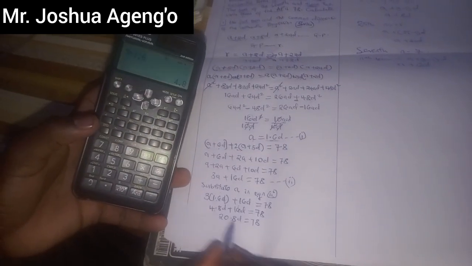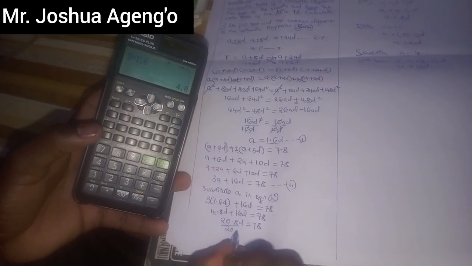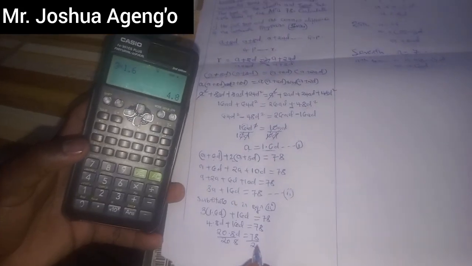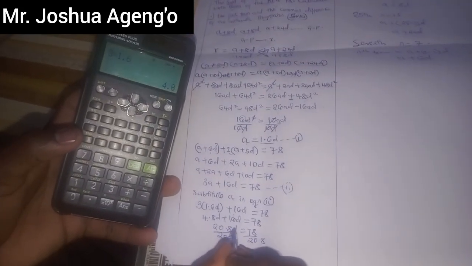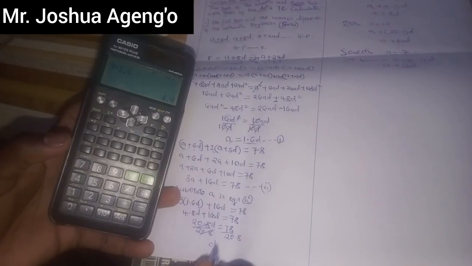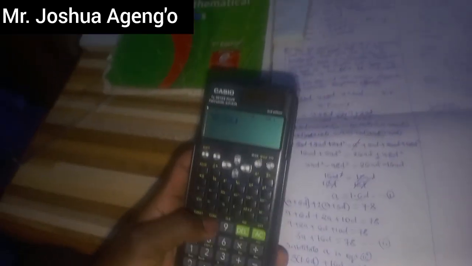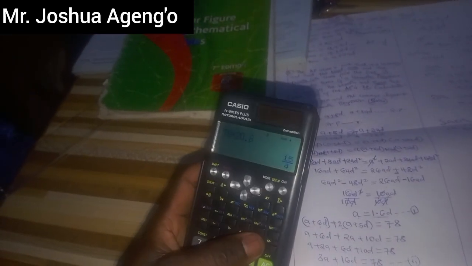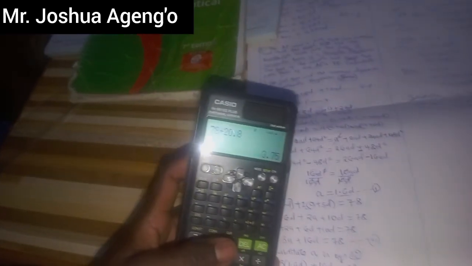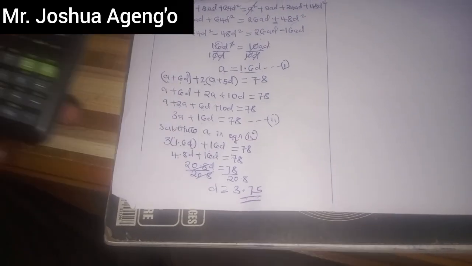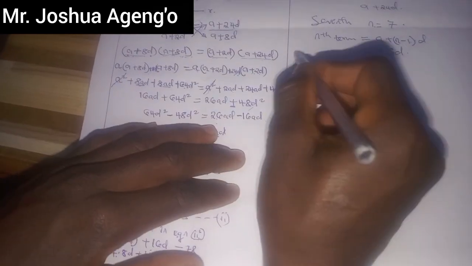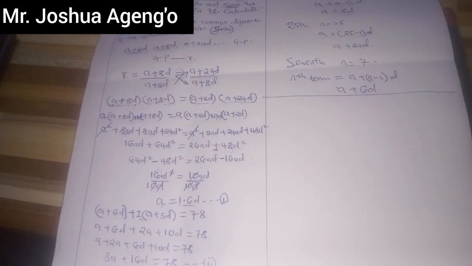Now what is D? To get D, I'll divide each side by 20.8, so that I remain with D on the left hand side of the equation. So I'll have D is equal to, what is 78 divided by 20.8? It is 3.75. So the answer is 3.75. So that is D.